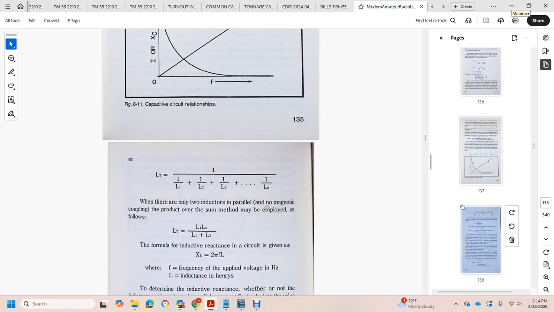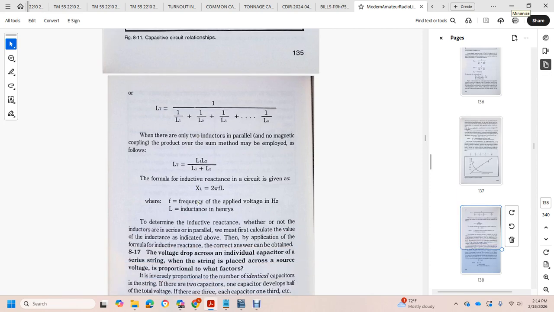With inductors in parallel and no magnetic coupling, the reciprocal of the sum method is employed: 1 over L total equals 1 over L1 plus 1 over L2 plus 1 over L3 plus 1 over the nth inductance. Where there are 2 inductors in parallel with no magnetic coupling, the product over the sum may be employed: total inductance equals L1 times L2 over L1 plus L2.